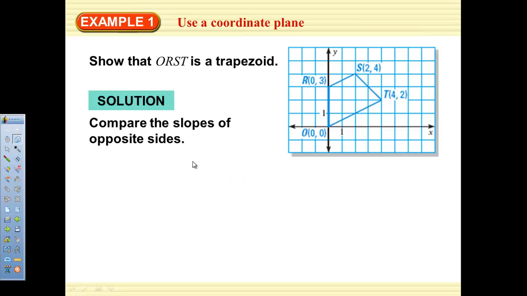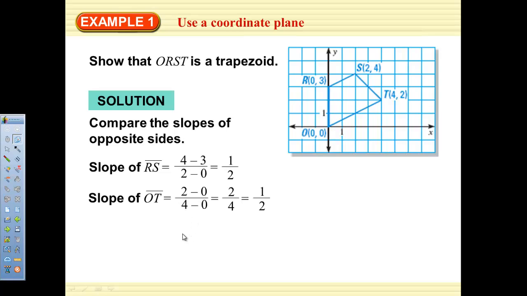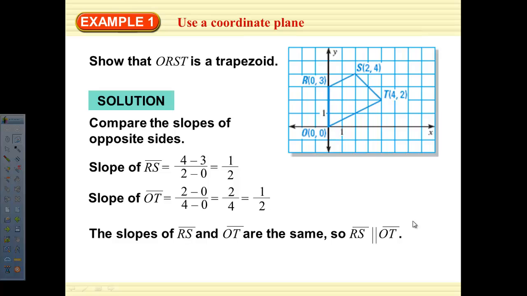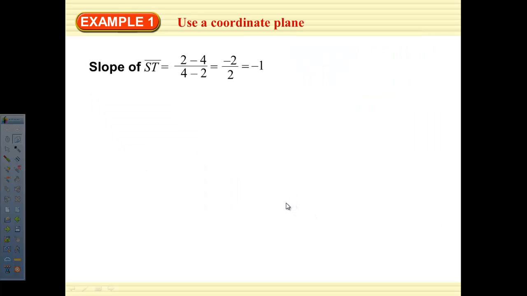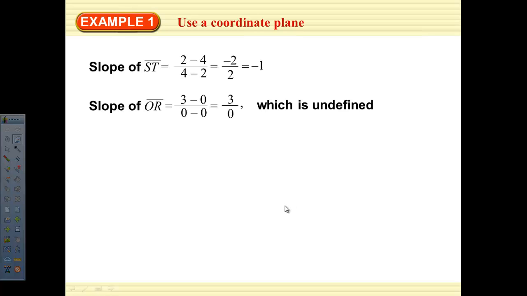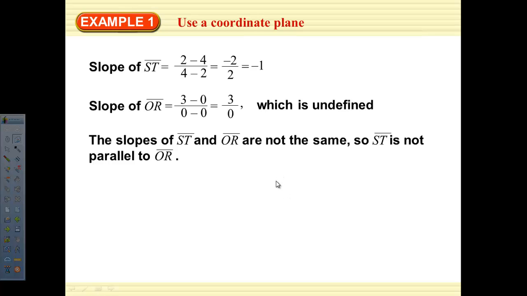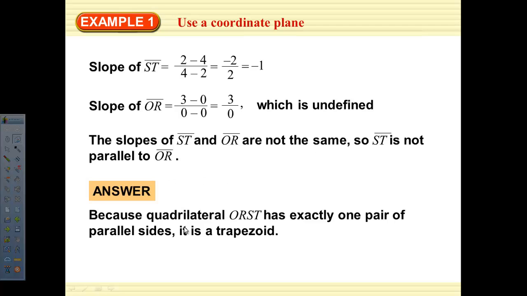Again, we want to compare the slopes of opposite sides. Slope of RS is 1/2. Slope of OT is also 1/2. So those lines are parallel. ST is negative 1. OR is undefined. So therefore the slopes of ST and OR are not the same and they're not parallel. Because the quadrilateral has exactly one pair of parallel sides, it's a trapezoid. This would be our answer.